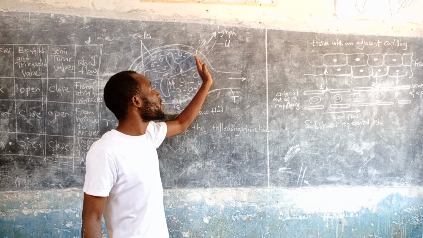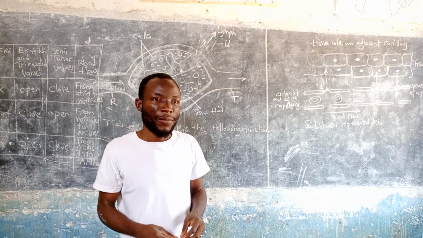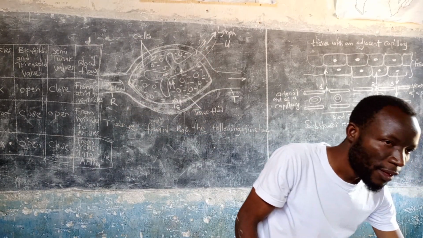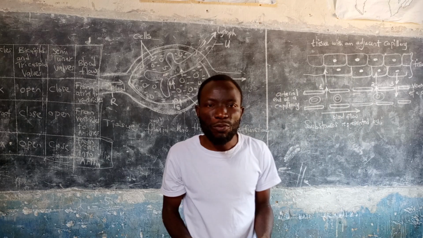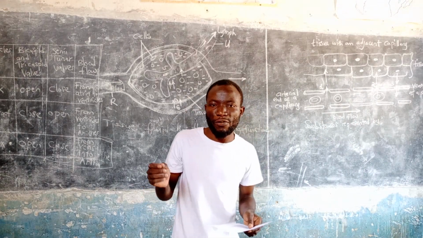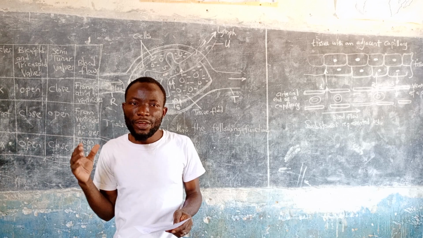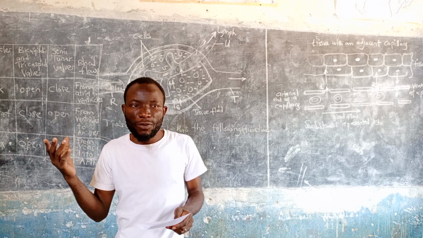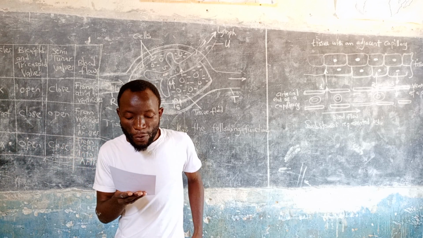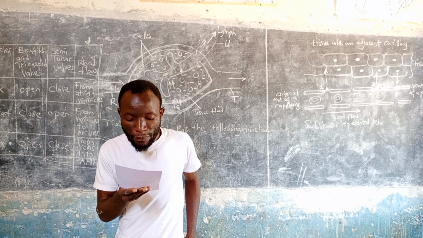When you see something like this, just know here we're talking about the valves. The duty of the valves, like what we explained on the circulatory system, was to prevent the backflow of a fluid. The fluid can be blood or it can be the lymphatic fluid. So for the valves.